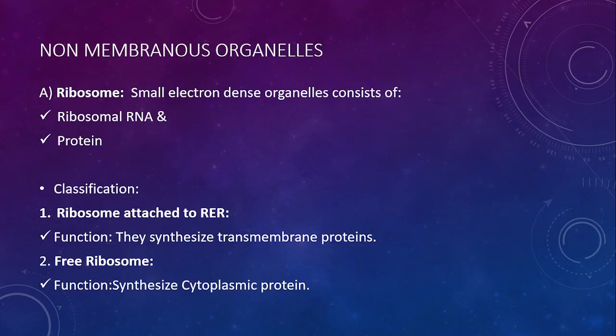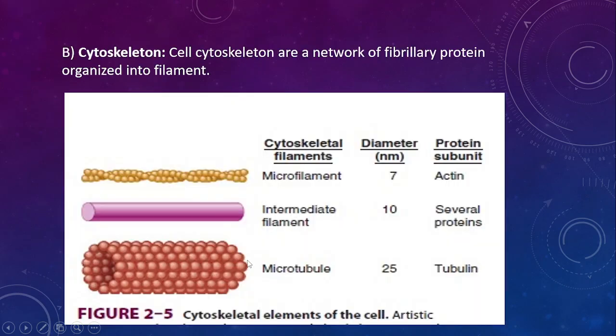Now, the non-membranous organelles. In non-membranous organelles, the first important organelle is ribosome, and ribosomes, if they are attached to endoplasmic reticulum, are called attached ribosomes, and they may also remain free in the cytoplasm. But whether they are free or attached to endoplasmic reticulum, their main function is to synthesize protein. In case of attached ribosome, this protein is transmembrane protein, and if they are free in the cytoplasm, then this protein is called cytoplasmic protein, that is synthesized by the free ribosome.